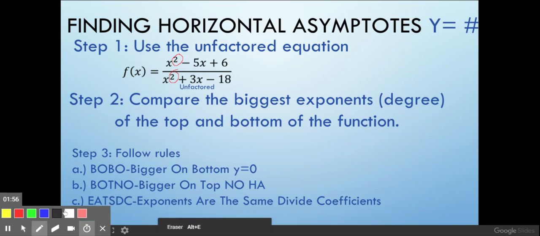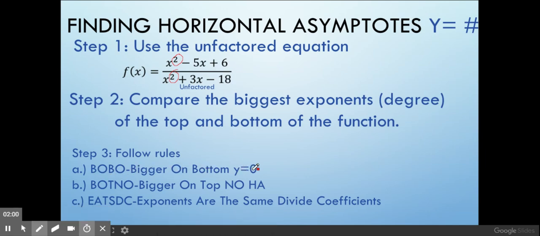So the first one is BOBO, which means bigger on bottom, y equals 0. So if your exponent is bigger on bottom, you don't have to do any type of computation. You would just write y equals 0.